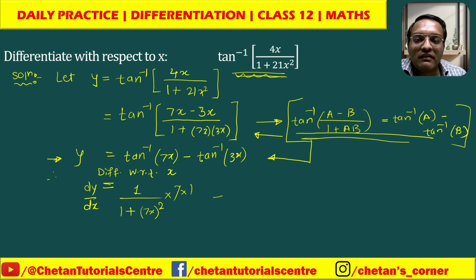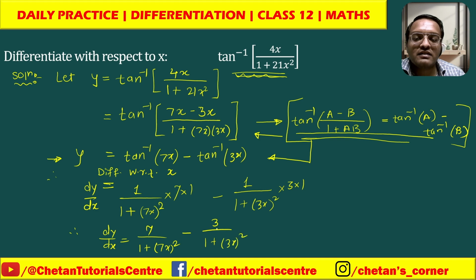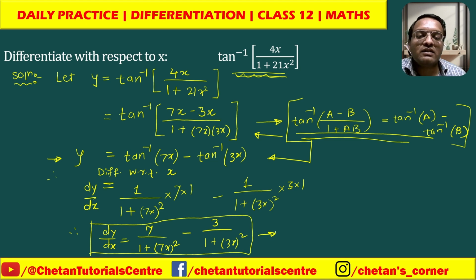Minus. Similarly, I will find the derivative of tan inverse of 3x. The derivative of tan inverse of 3x is 1 upon 1 plus 3x bracket square into the derivative of 3x, that is 3 into 1. On further simplifying this, dy by dx is equal to 7 upon 1 plus 7x bracket square minus 3 upon 1 plus 3x bracket square. This is the required answer for the given question.